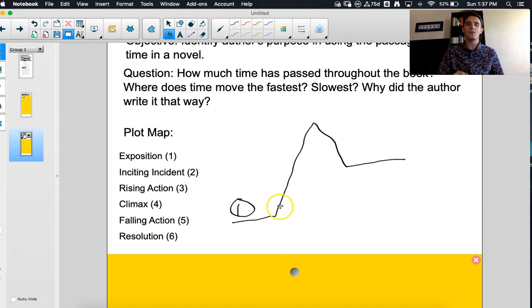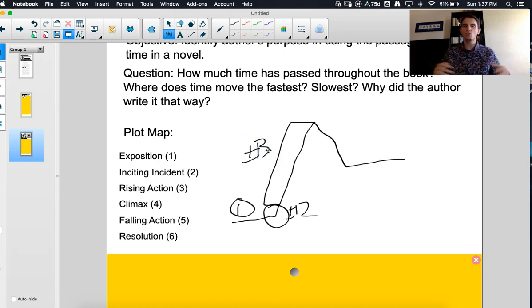And then we have our inciting incident, which is right at the crux there. I'm going to put number 2. And that's the thing that kickstarts the conflict of the story. So a character has done something, and now we're on our journey. This big long section here, that is our rising action. That's where we're seeing the conflict begin to cause more issues and things are getting a little bit more complicated.